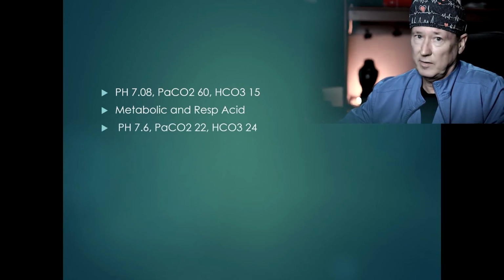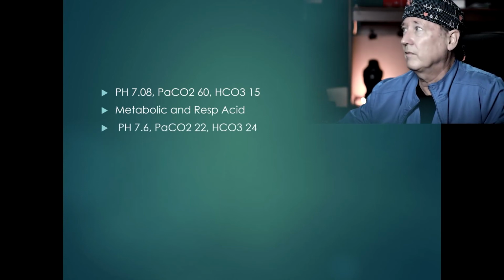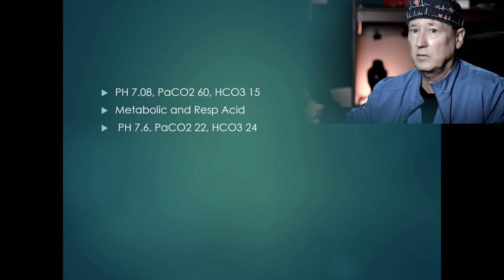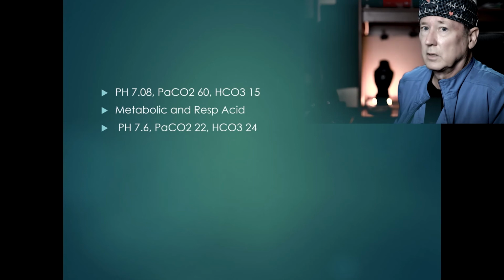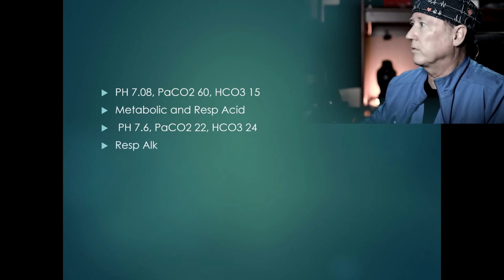pH is 7.6. This is alkalosis. If the CO2 is low, which it is, so this is respiratory alkalosis, and the bicarb is still in the normal range. Respiratory alkalosis, there's no compensation.